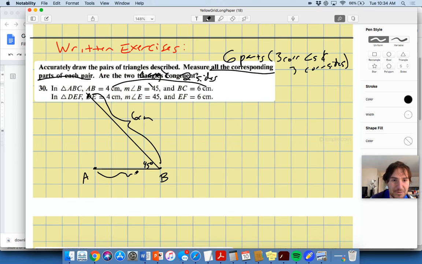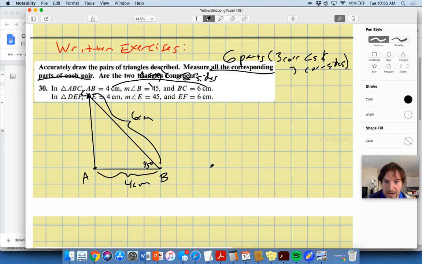This is 4 centimeters. And it doesn't give us anything else, so we need another side, right? This is C. And there's our triangle. That's the only way we can draw a triangle, given a side length, an angle, and a side length like this. Now let's do another one here.